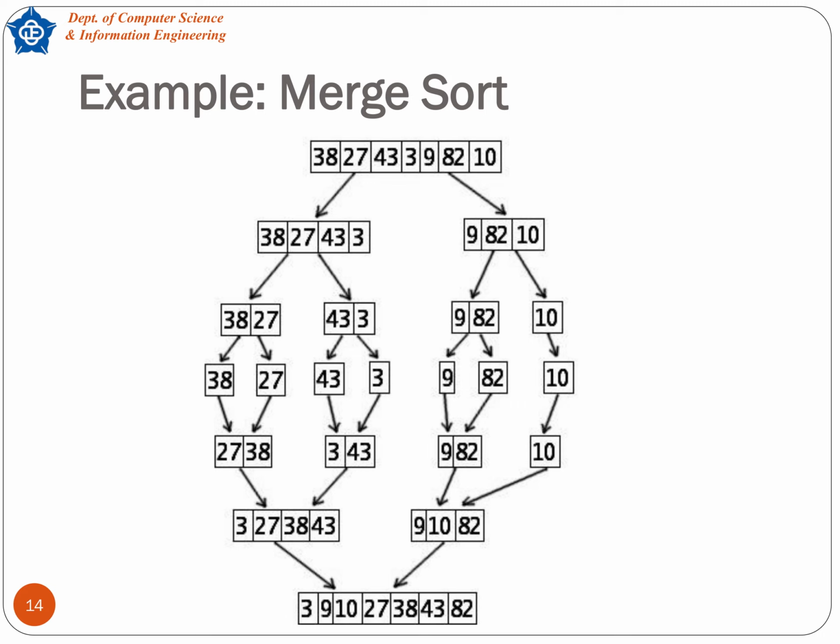Over on the other branch, 43 and 3 become 3, 43. Those 2 sorted pairs then combine to form 3, 27, 38, 43. On the right half, 9 and 82 merge to 9, 82, which then merges with 10 to produce 9, 10, 82. Finally, we take our 2 sorted halves, 3, 27, 38, 43, and 9, 10, 82, and merge them element by element into the fully sorted list, 3, 9, 10, 27, 38, 43, 82.